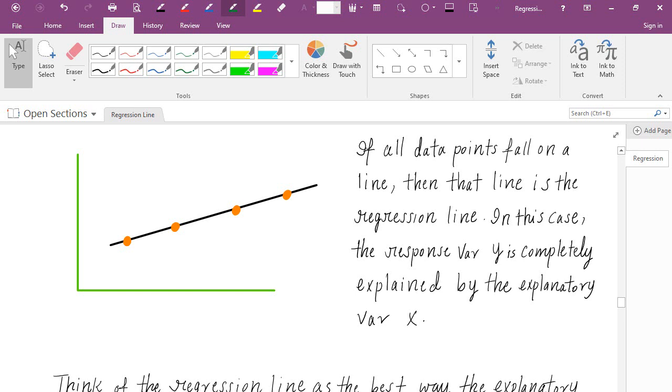So in this case, the response variable y is completely explained by the explanatory variable x, because we can give a formula for y in terms of x. So we can predict the value of y exactly by using the value of x.